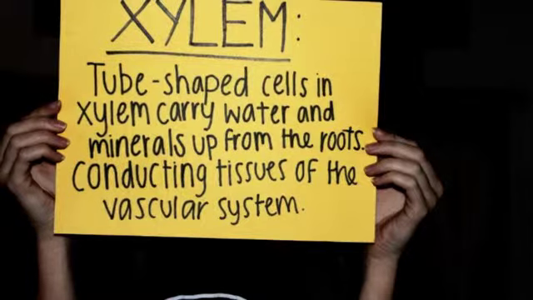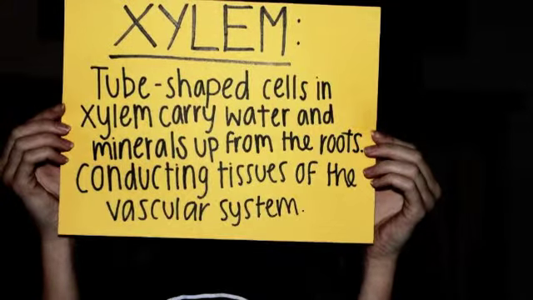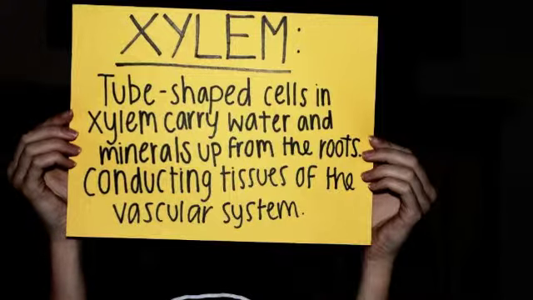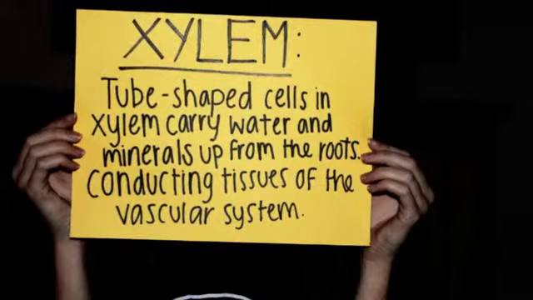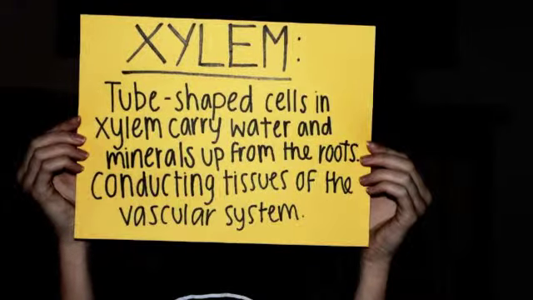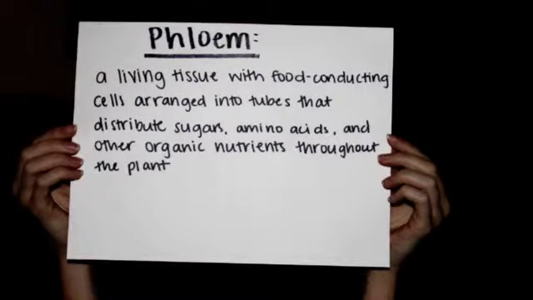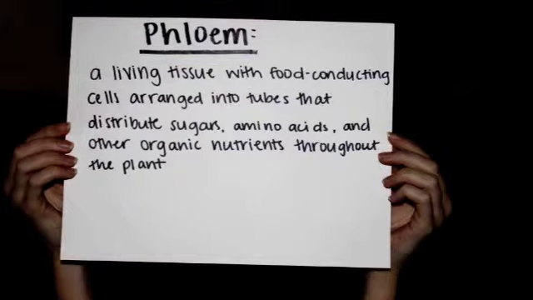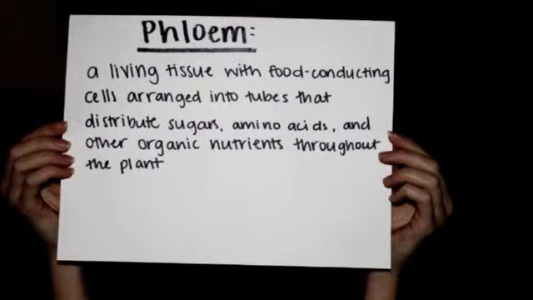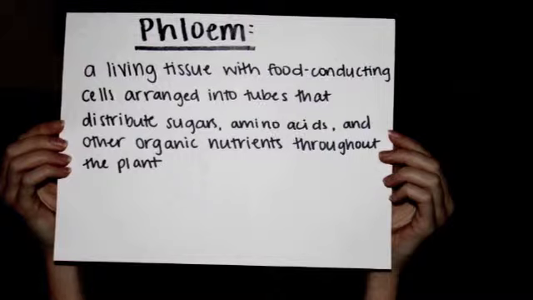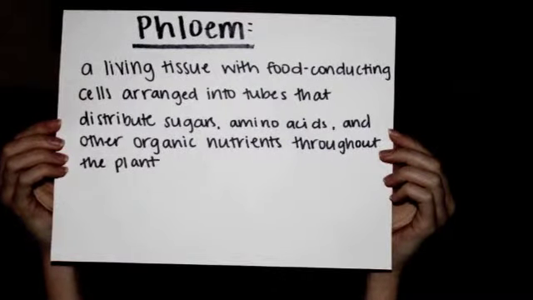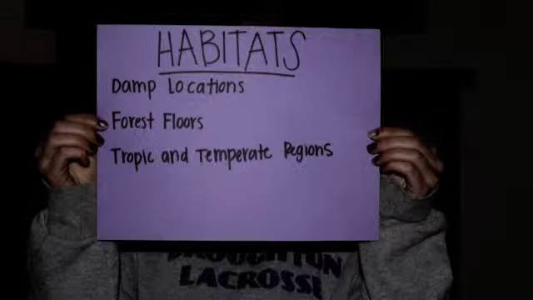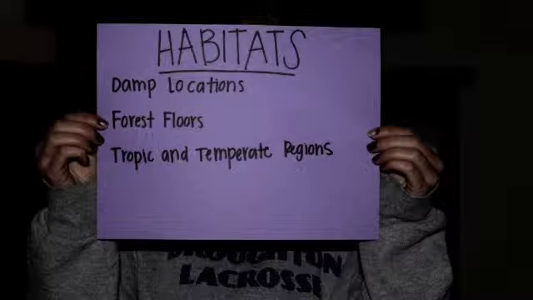One of the terrestrial adaptations that we just talked about was xylem, and those carry water and minerals up from the roots and are kind of like a vein of the plant. Along with the xylem is the phloem, which is a complex tissue in the vascular system of higher plants that consists mainly of tubes that distribute sugars, amino acids, and other organic nutrients throughout the plant. The habitats of seedless vascular plants include damp locations, forest floors, tropic, and temperate regions.